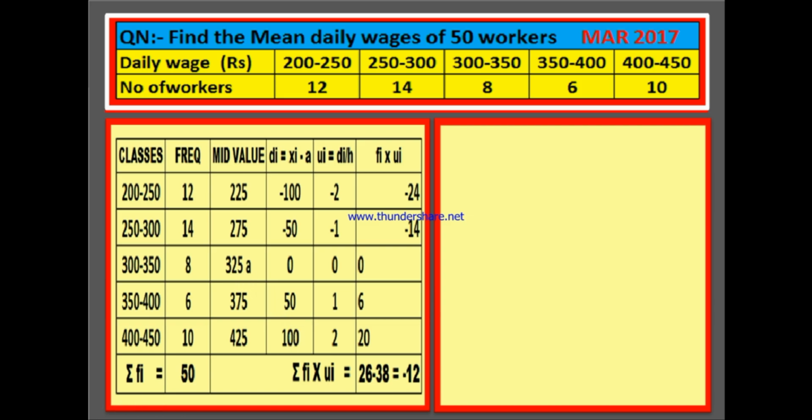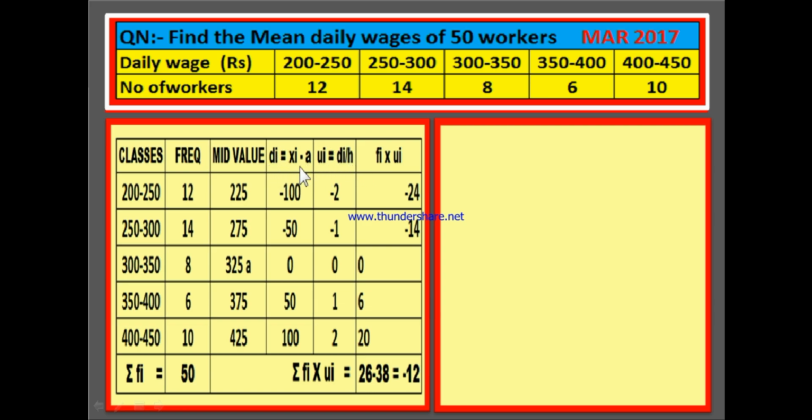Similarly, for the classes above 0, you see here, this is xi value, xi minus a. 275 minus 325 is minus 50. And for this class, the xi is 225, di is xi minus a, that is 225 minus 325, which is equal to minus 100. Understood? Is it clear now? Now after writing di, let us write ui.